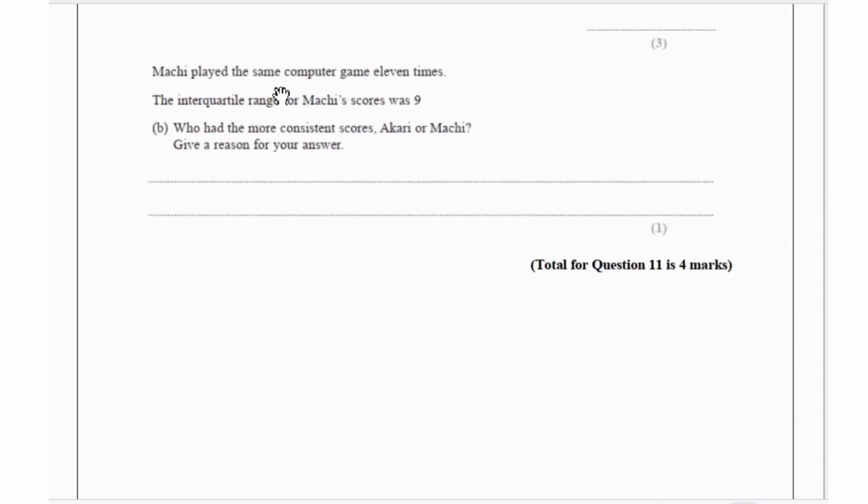Then it says Machi played the same computer game 11 times. The interquartile range for Machi's score was 9. Who had the more consistent scores, Akari or Machi? It's going to be Akari because her interquartile range is lower. Lower the interquartile range, more the consistency.